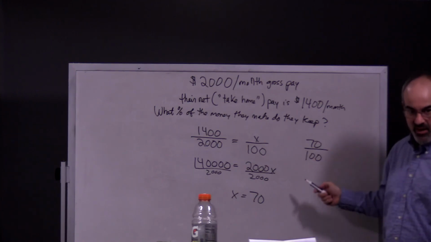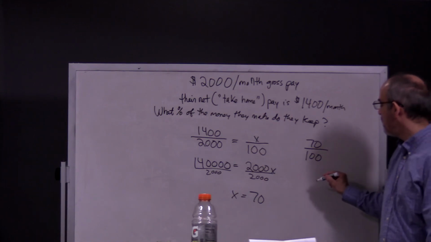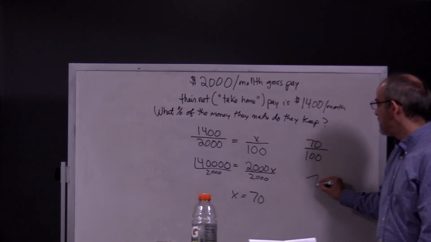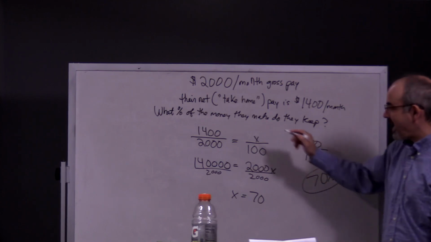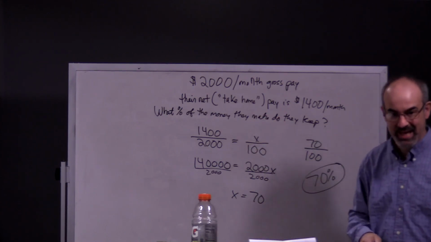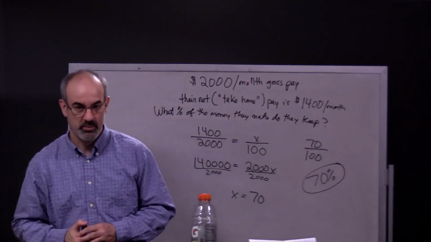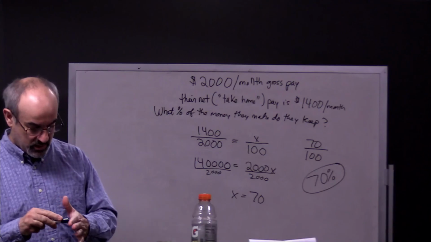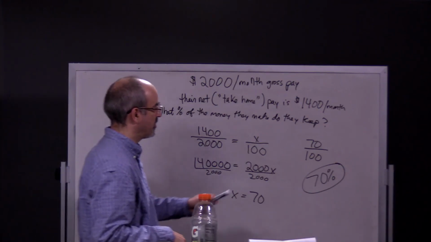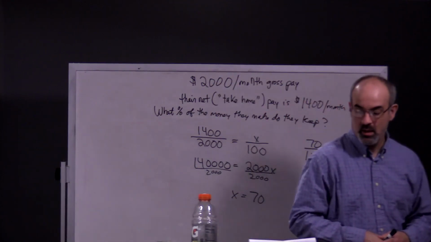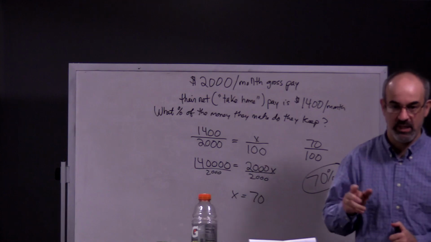So 70 out of 100, what does out of 100 mean? It means percent, right? So the answer is 70%. Notice, if it asked you what percent of the money do they get to keep, it wants the answer as a percent. So 70%. Alright, so I'm going to do a couple more problems, but they'll be on the next video.